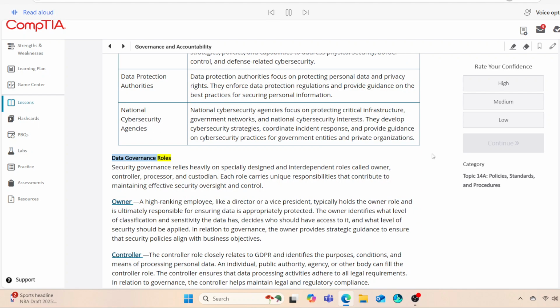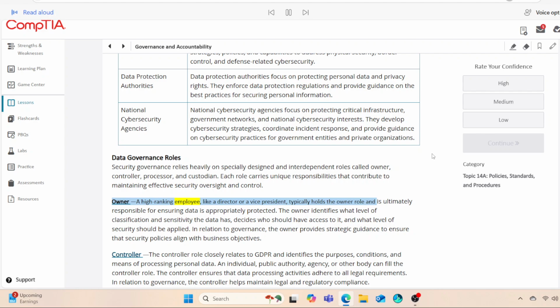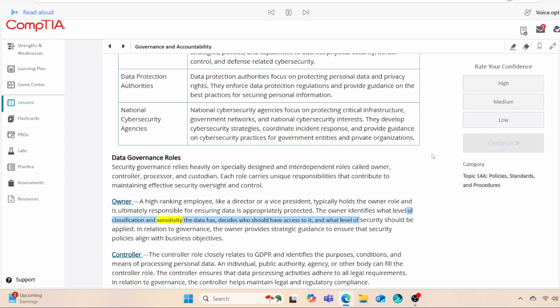Data governance roles. Security governance relies heavily on specially designed and interdependent roles called owner, controller, processor, and custodian. Each role carries unique responsibilities that contribute to maintaining effective security oversight and control. Owner. A high-ranking employee, like a director or a vice president, typically holds the owner role and is ultimately responsible for ensuring data is appropriately protected. The owner identifies what level of classification and sensitivity the data has, decides who should have access to it, and what level of security should be applied. In relation to governance, the owner provides strategic guidance to ensure that security policies align with business objectives.